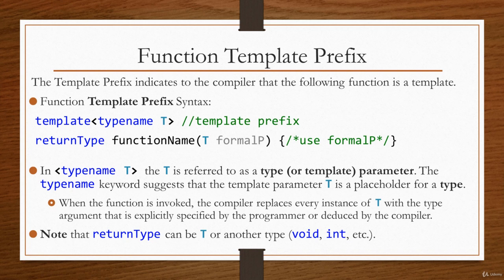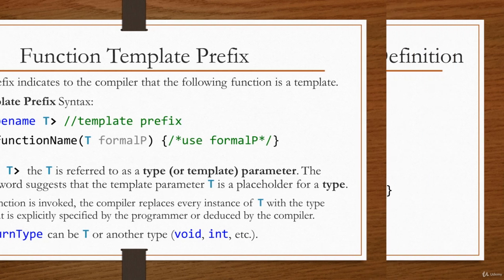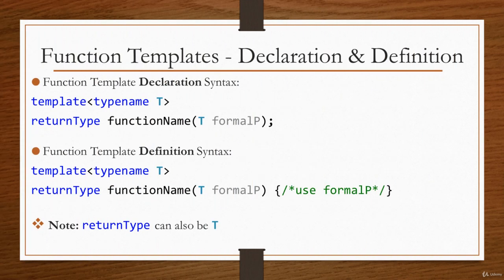And of course, sometimes you want your function to return that type. That is why you can also use that type parameter, in this case T, where you specify the return type for the function. And then you can move on to use that formal parameter in the body of the definition of the function. If you separate out the declaration and the definition of your template function, then in each case you are going to specify the function template prefix. We can see the example here.